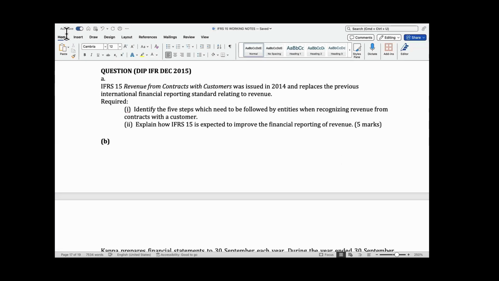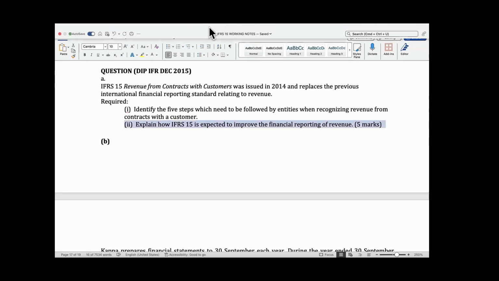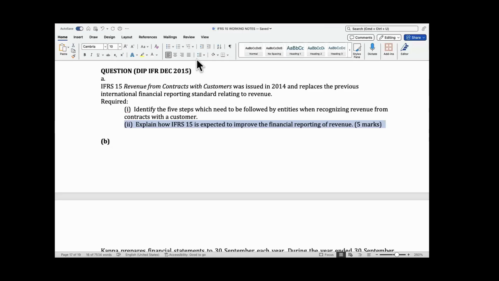IFRS 15, Revenue from Contracts with Customers, was issued in 2014 and replaces the previous international financial reporting standard relating to revenue. Required: identify the 5 steps which need to be followed by entities recognizing revenue from contracts with the customer. Then, explain how IFRS 15 is expected to improve the financial reporting of revenue.